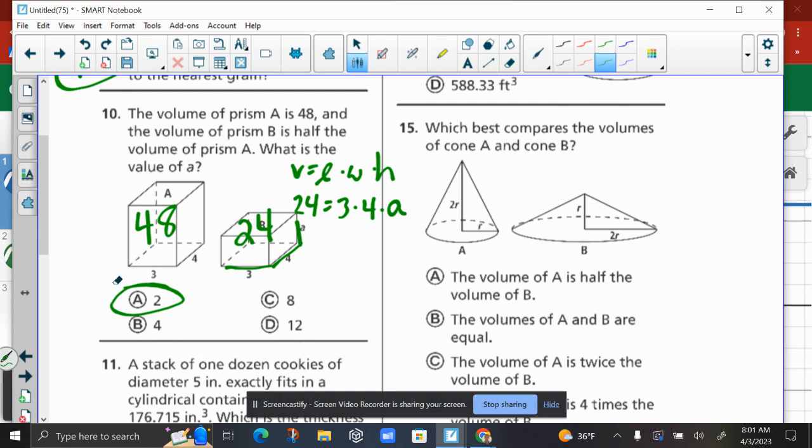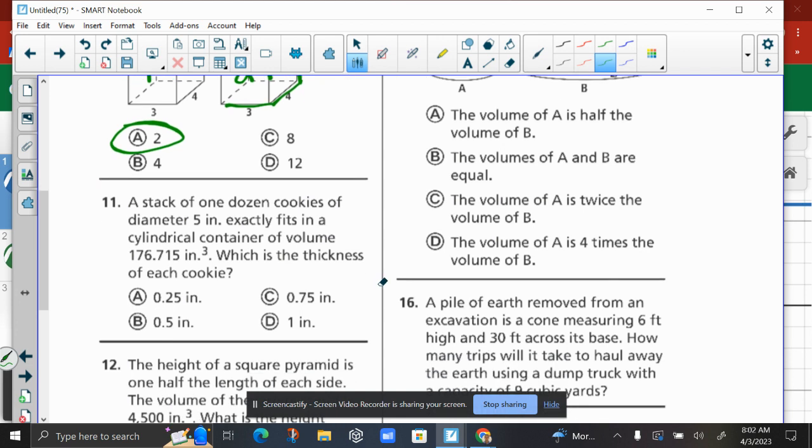Also, guys, once you get here, this is a multiple choice test. You can plug these 4 answers in for A and see which one equals 24. So remember, that's always a good trick when you have multiple choice: plug in and see which one equals.